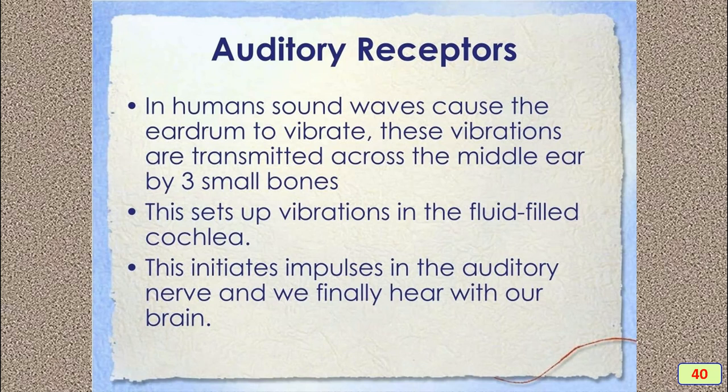So the auditory receptors are present in the ear, especially in many of the vertebrates, and these vibrations are transmitted across the middle ear by three small bones, and these bones are going to have their own vibration for incoming sound. Every sensory organ has its own limitations, especially measured in decibels, and this initiates impulses in the auditory nerves, and we can finally hear with the brain.